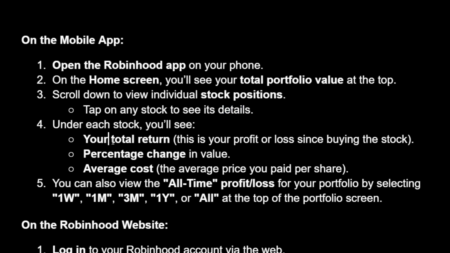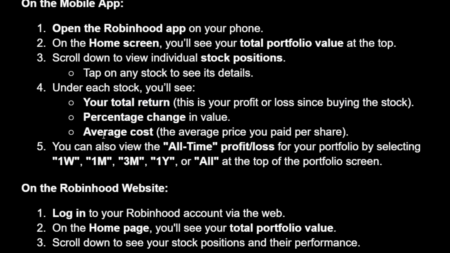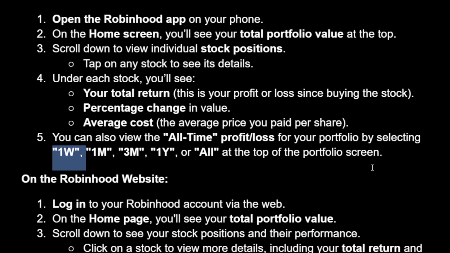Under each stock you'll see your total return. This is your profit or loss since buying the stock, the percentage change in value, and the average cost, the average price you paid per share. You can also view the all-time profit loss for your portfolio by selecting 1 week, 1 month, 3 months, 1 year, or all at the top of the portfolio screen.